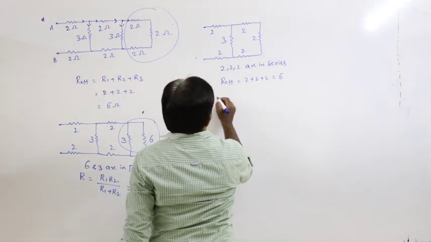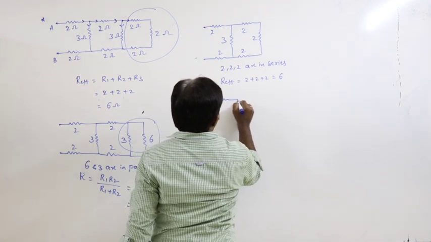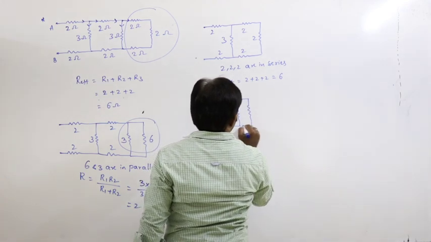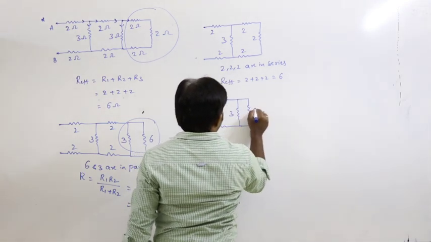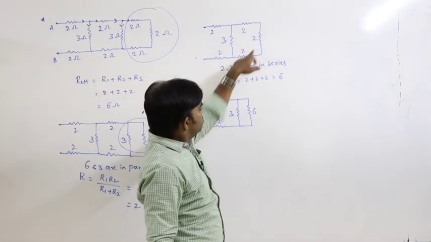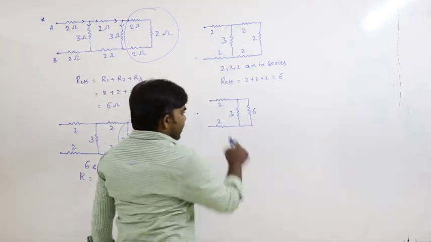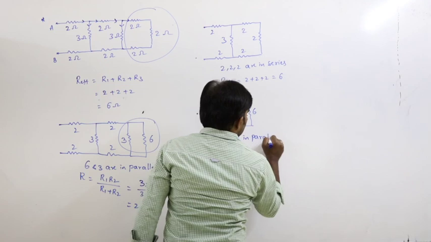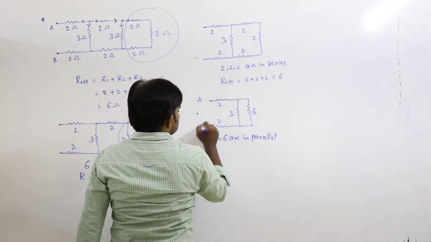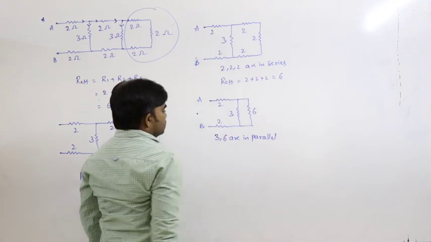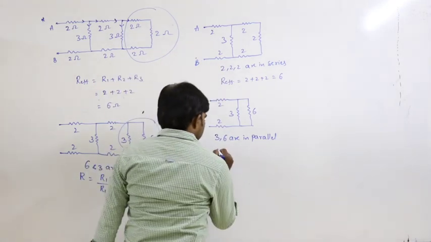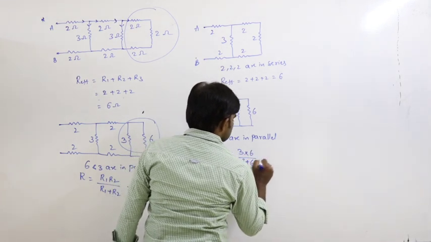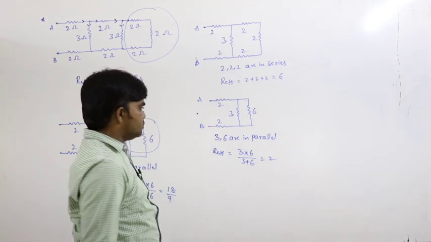Now the circuit becomes like this. So 2, 2, 3 and 6. Instead of these 3 2's, it is replaced with 6. Again 3 and 6 are in parallel. This is AB. Then R effective can be written as 3 into 6 by 3 plus 6, that is equal to 2. 18 by 9, 2 ohms.